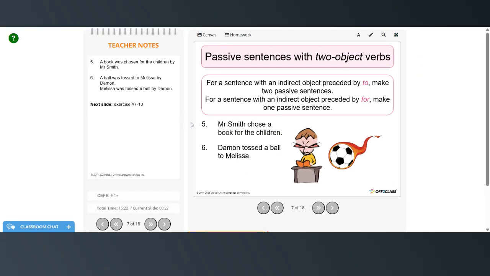Okay, number 5 would be a book was chosen for the children by Mr. Smith. Number 6, a ball was tossed to Melissa by Damon. Melissa was tossed a ball by Damon.